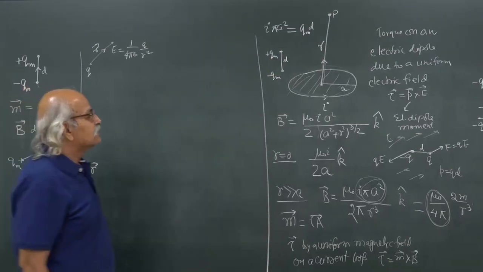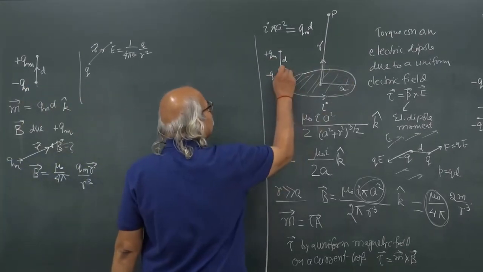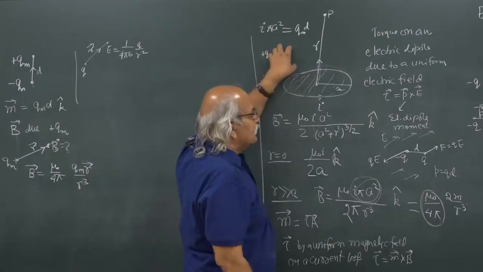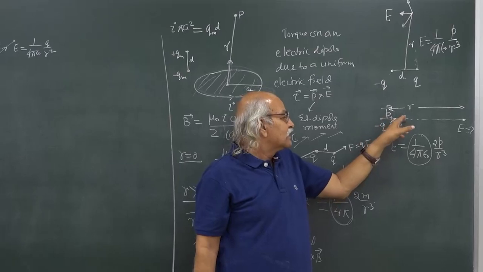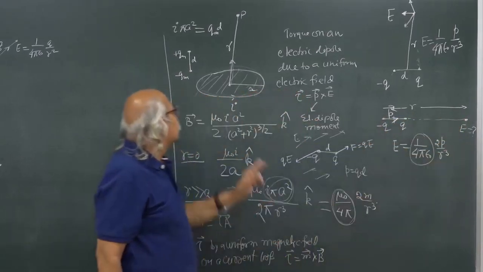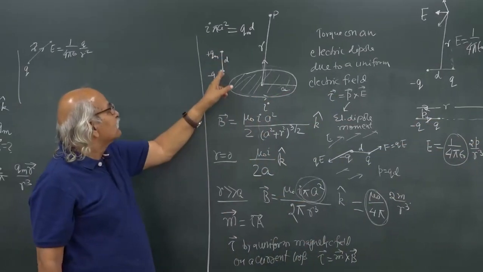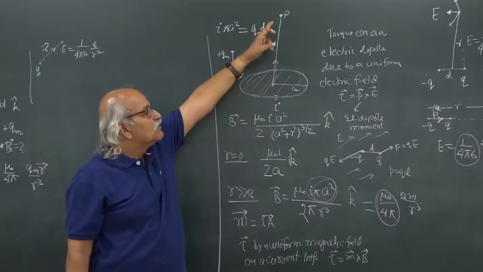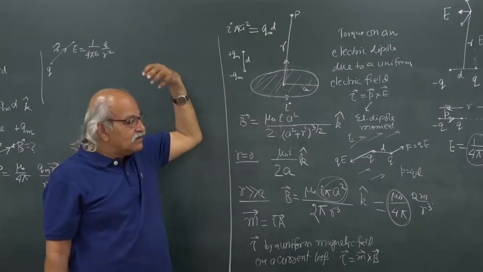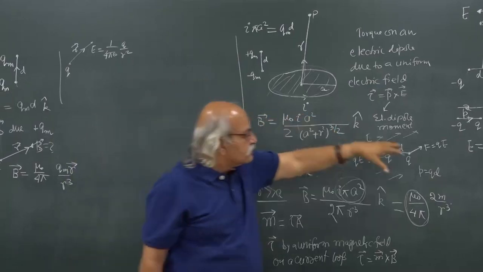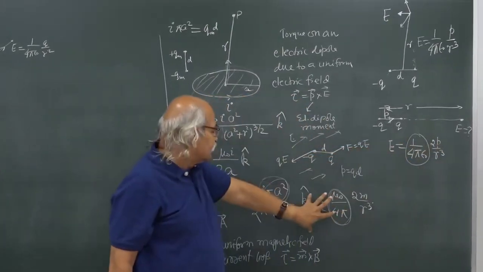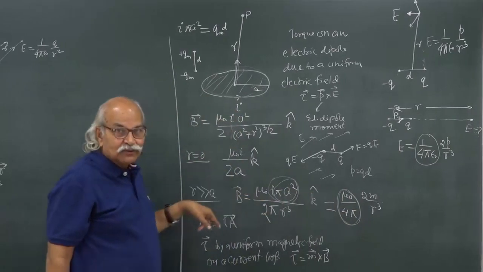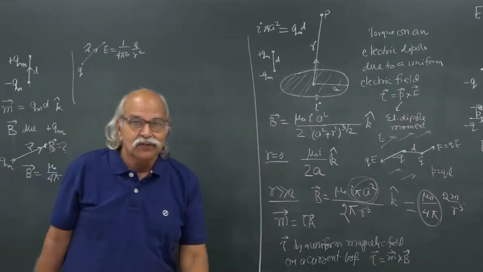So, if I take this current loop equivalent to this, then this situation is the same as this situation. Along the axis, along the dipole moment direction, you have a point here also. Along the magnetic moment direction, you have a point there. So, from electrostatics, we simply write from here this equation without going through the Biot-Savart law.